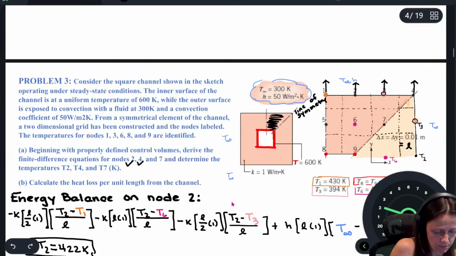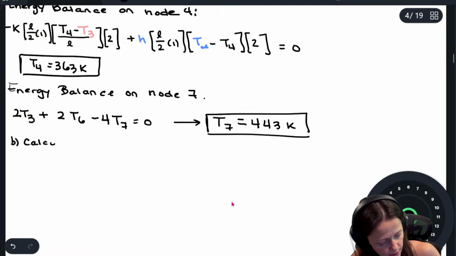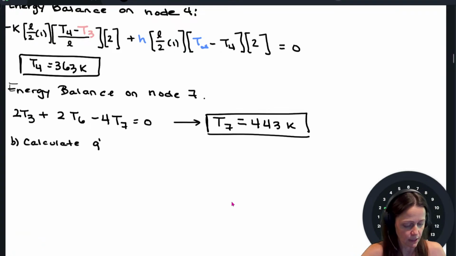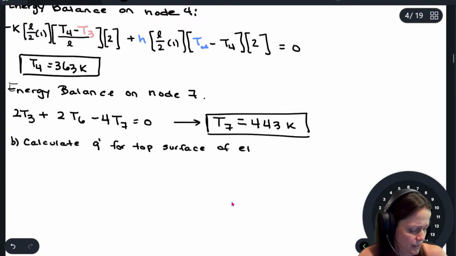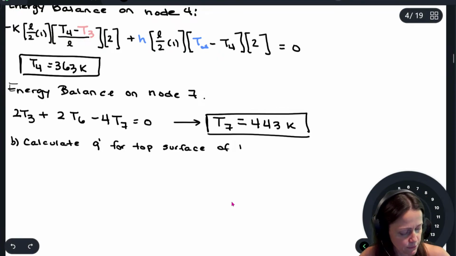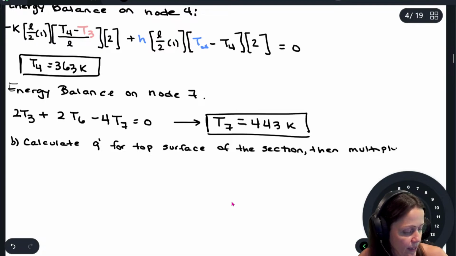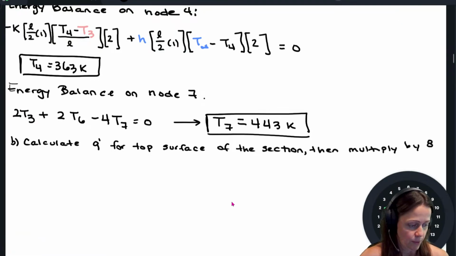So that's what I'm going to do. For B, I'm going to calculate the Q per unit length, and we'll talk about that Q per unit length in a second, for the top surface of the section, not the element, because each of those boxes is an element. And then multiply by 8.